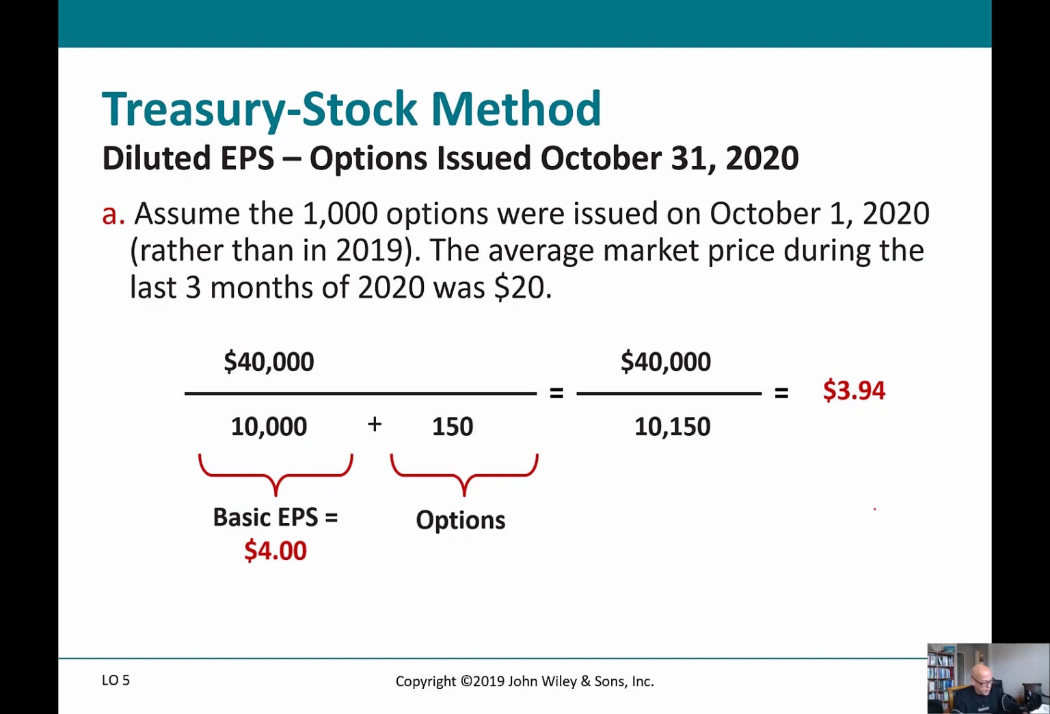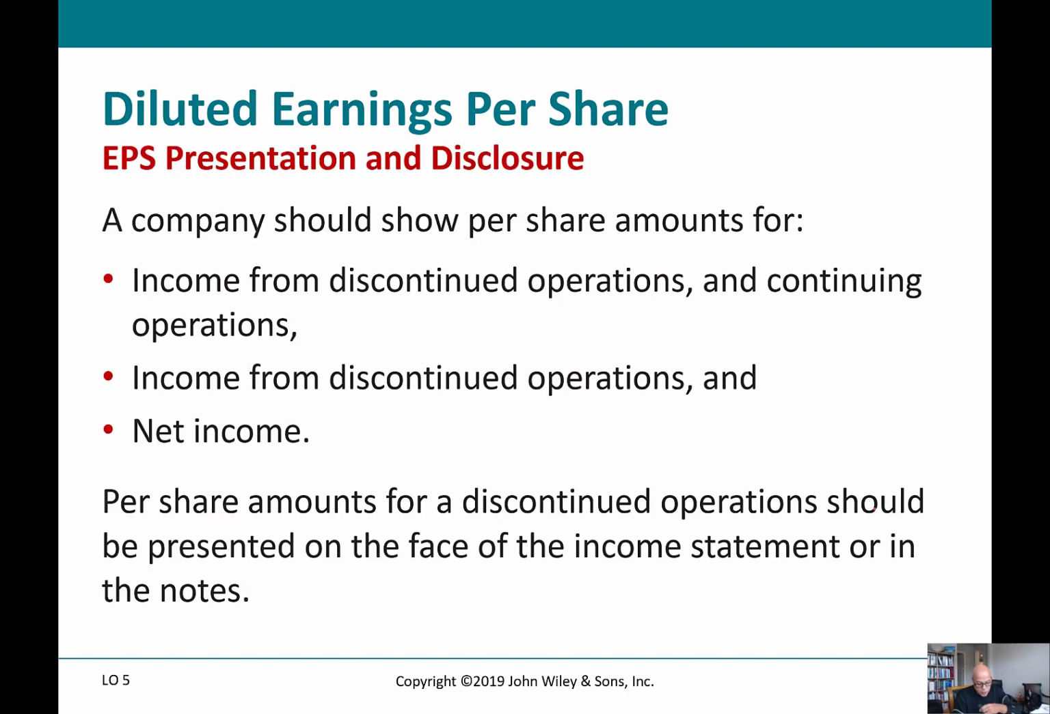Okay, and then there is again the earnings per share presentation. As we've mentioned, income from continuing operations and then from discontinued operations, and then net income. Per share amounts for a discontinued operation should be presented on the face of the income statement or in the notes. Okay, and I think we said all that already.